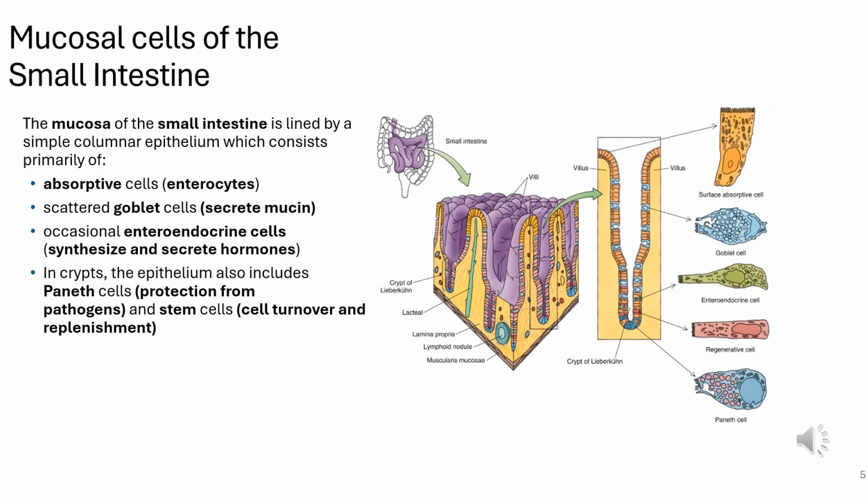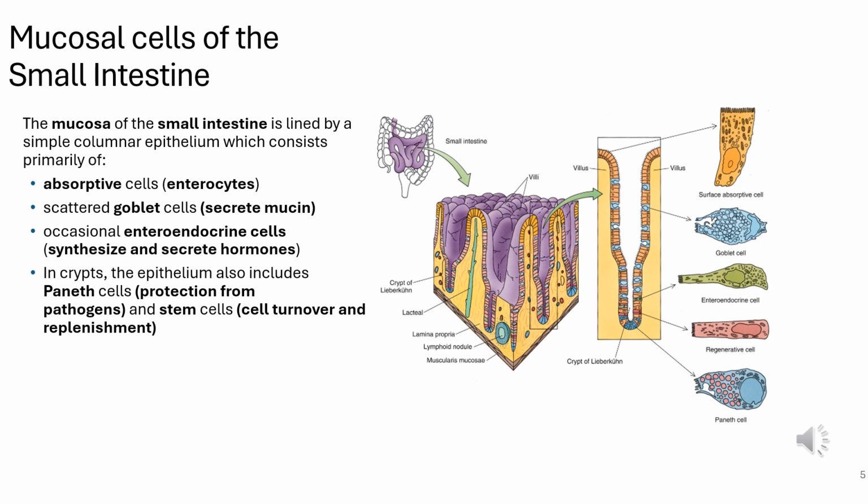So we have different types of mucosal cells just within the small intestine. We have enterocytes, also known as absorption cells. These are responsible for absorbing your nutrients from the intestinal lumen and transporting them across the epithelium to the lamina propria, where they diffuse into the lacteals and then get carried out to different parts of the body.